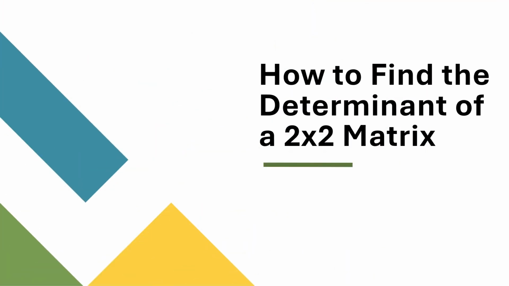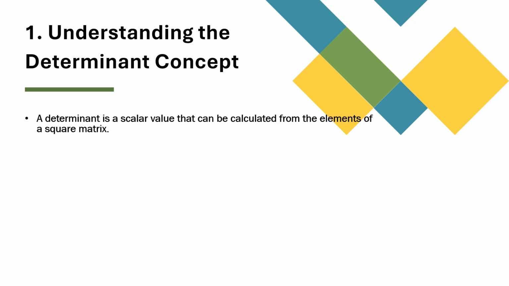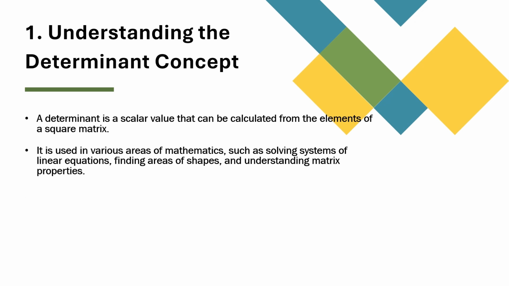Determinant of a 2 by 2 matrix. First, you need to understand the determinant concept. A determinant is a scalar value that can be calculated from the elements of a square matrix. A square matrix has the same number of columns and rows, like a 2 by 2 or 3 by 3.